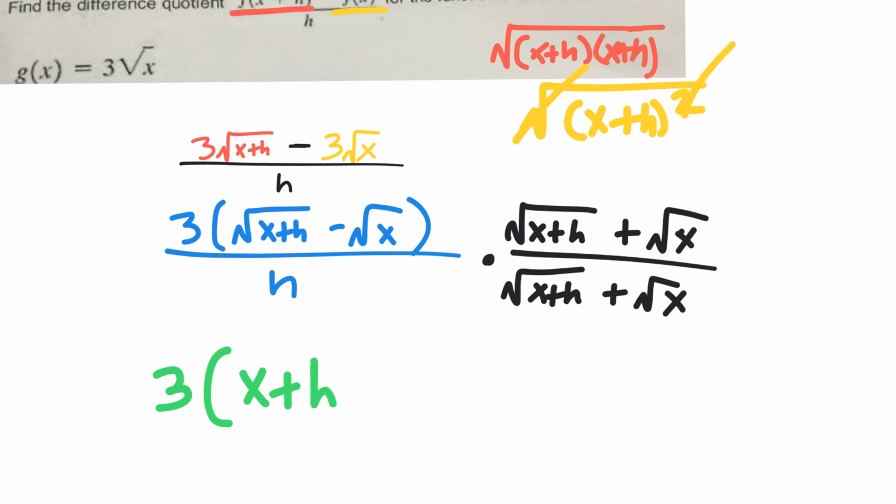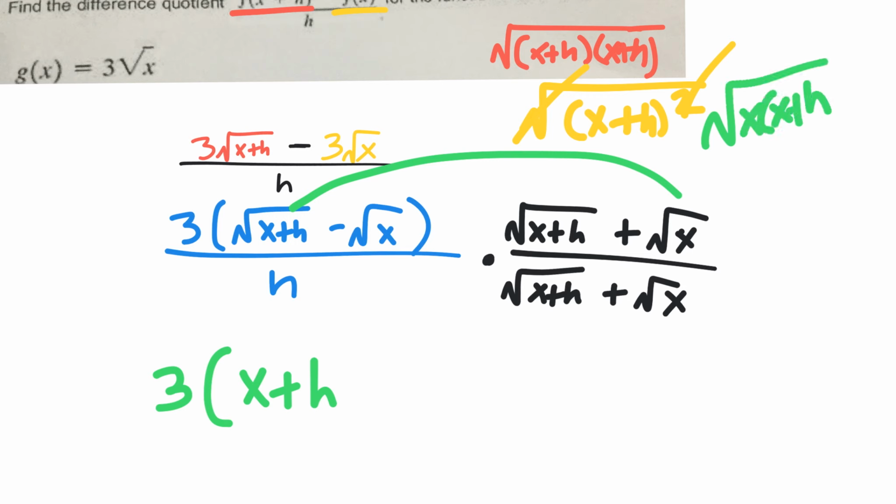Now watch what happens when we multiply outside and inside. Remember when you multiply conjugates. Square root of x plus h times square root of x is going to be the square root of x times x plus h. And then we multiply negative square root of x times the square root of x plus h. That's going to give me negative square root of x times x plus h. And so what happens with those 2 terms? They cancel because they are the same thing underneath, but one is positive and one is negative.